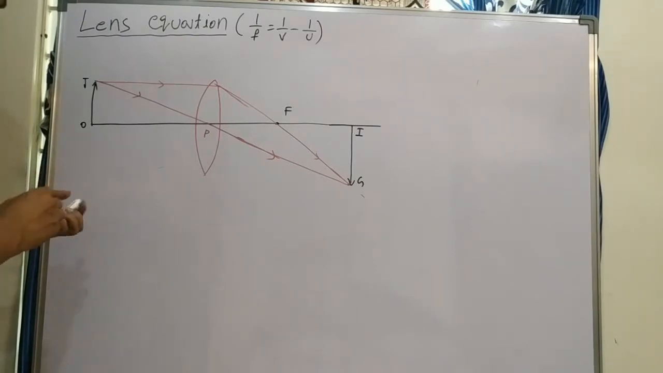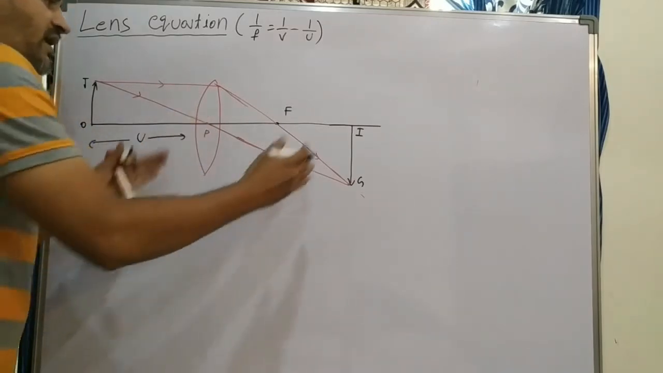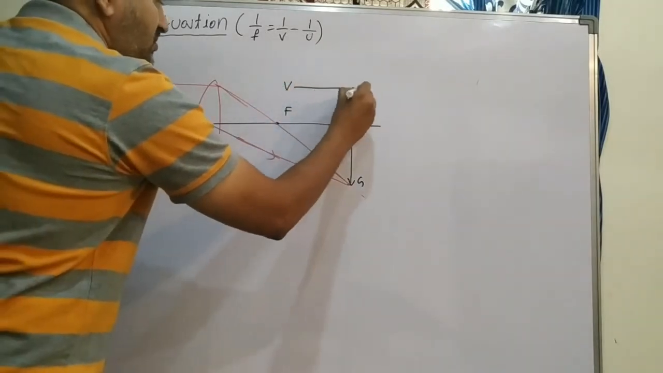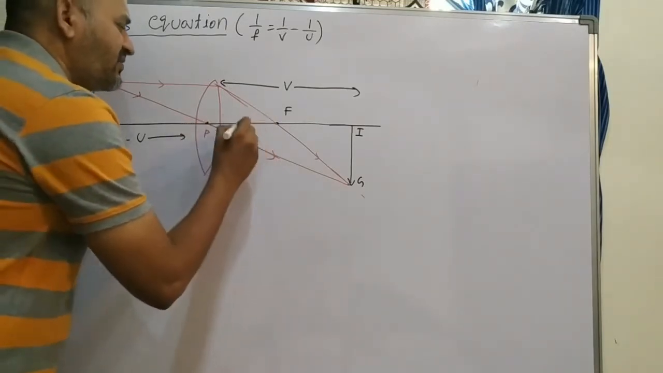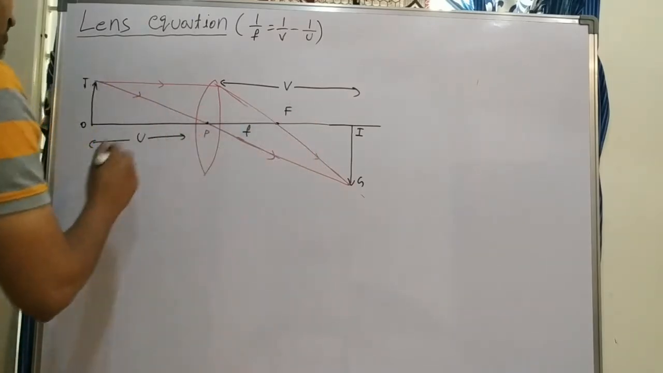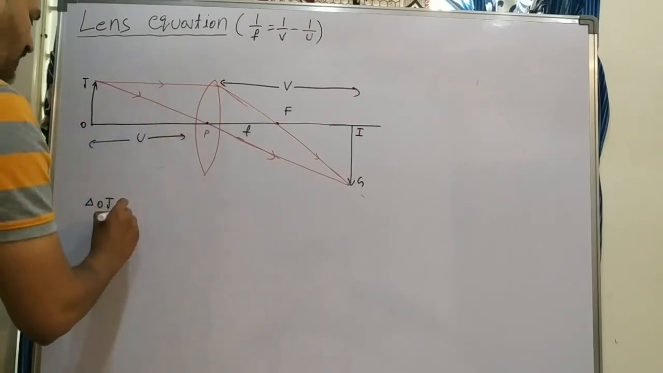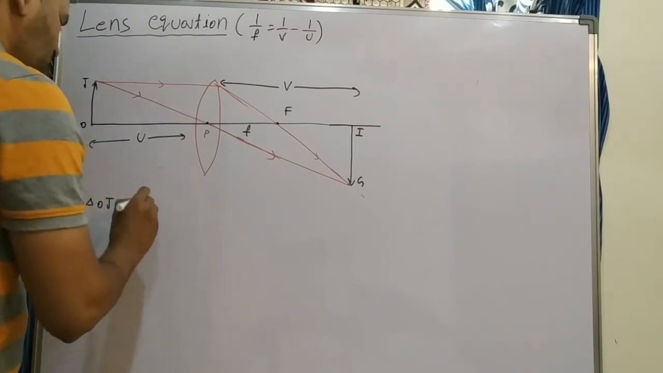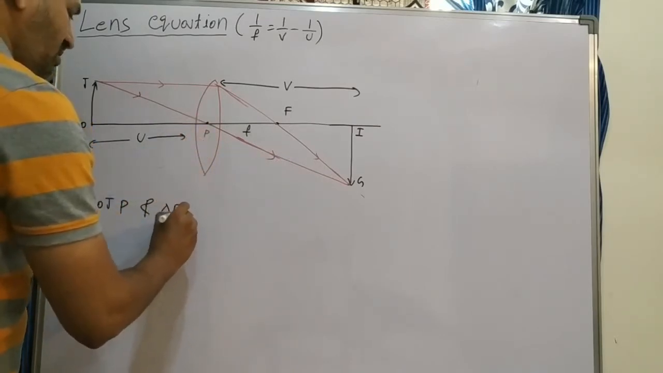Here the object distance, from here to here, is the object distance represented with u, and this distance, image to the optic center of the lens, is the image distance. The distance between P and F is the focal length f. Now compare the triangles here. If you compare these two triangles, triangle OJP and this triangle, that is triangle PIG.